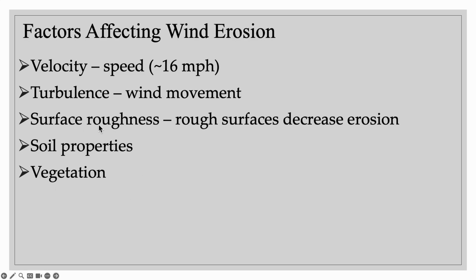How rough the surface is. So if there's something in the way, like crop residue, we're going to minimize or decrease that erosion, because that soil will hit some particle and stop, like a corn stalk. It'll hit that stalk and then stop. Soil properties and vegetation. This ultimately comes down to these two things as to how you can minimize either wind or water erosion.